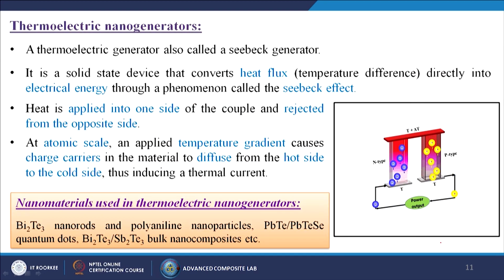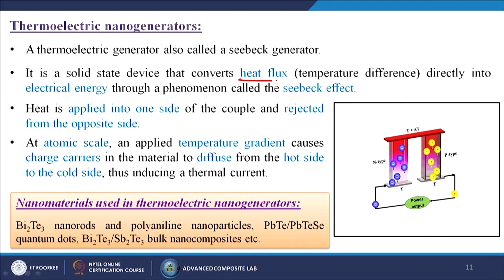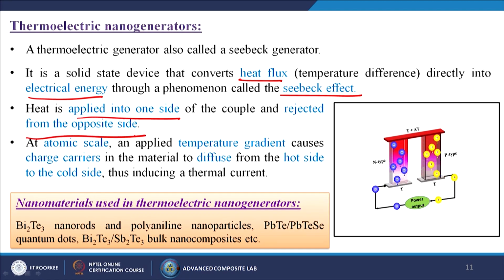Next are the thermoelectric nanogenerators. A thermoelectric nanogenerator is also called a Seebeck generator, because the mechanism is called the Seebeck effect. Seebeck is the name of the scientist who discovered this effect, so from his name we know it as a Seebeck generator. It is a solid state device that converts the heat flux, the temperature difference, directly into electrical energy through a phenomenon called the Seebeck effect. Heat is applied to one side of the couple and rejected from the opposite side.